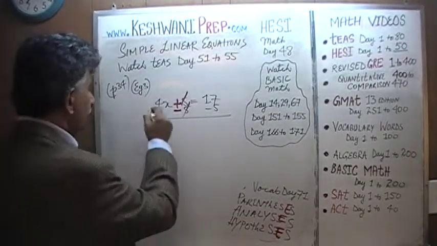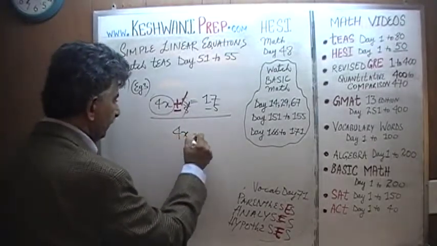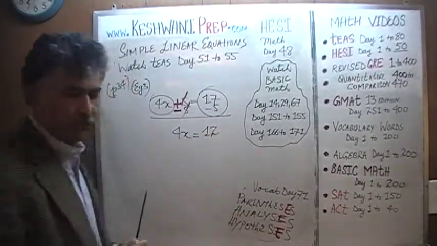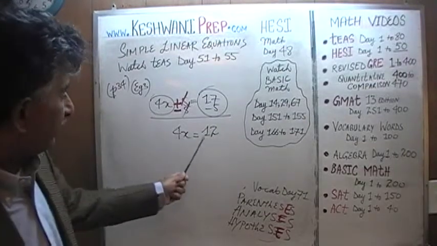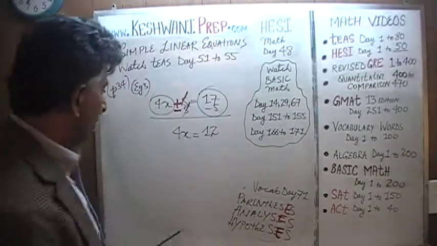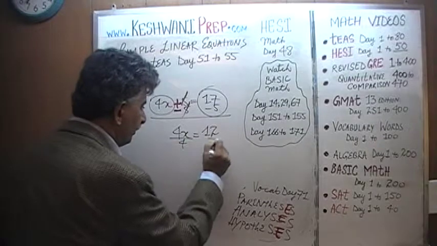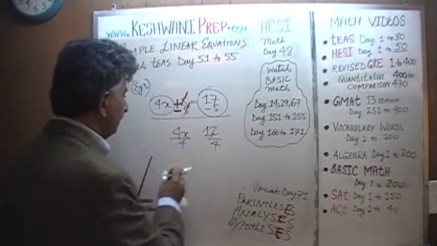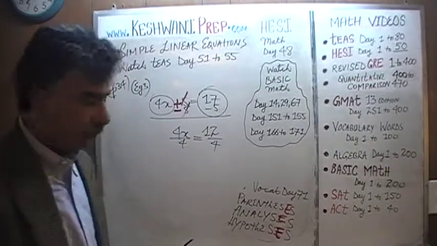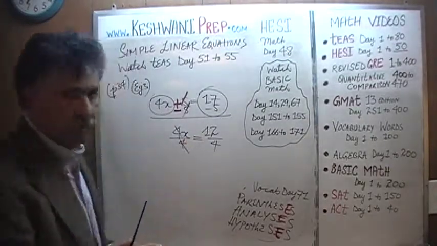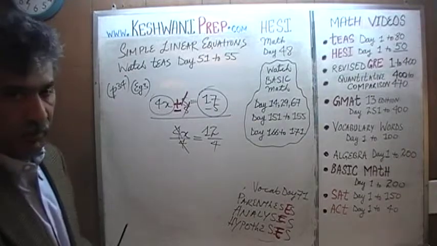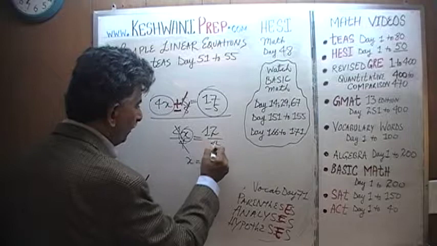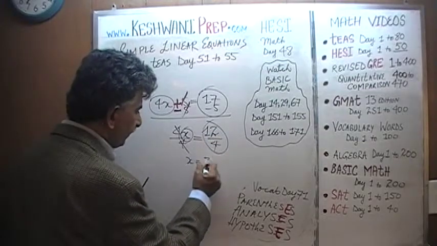And we end up with 4x equals 17 minus 5, which is 12. We're not interested in the value of 4x. We want to find how much is 1x. That's very simple. Divide both sides by 4 and you're done. The 4 on the top and the 4 on the bottom are going to kill each other, and we end up with x being equal to 12 divided by 4, which is 3.